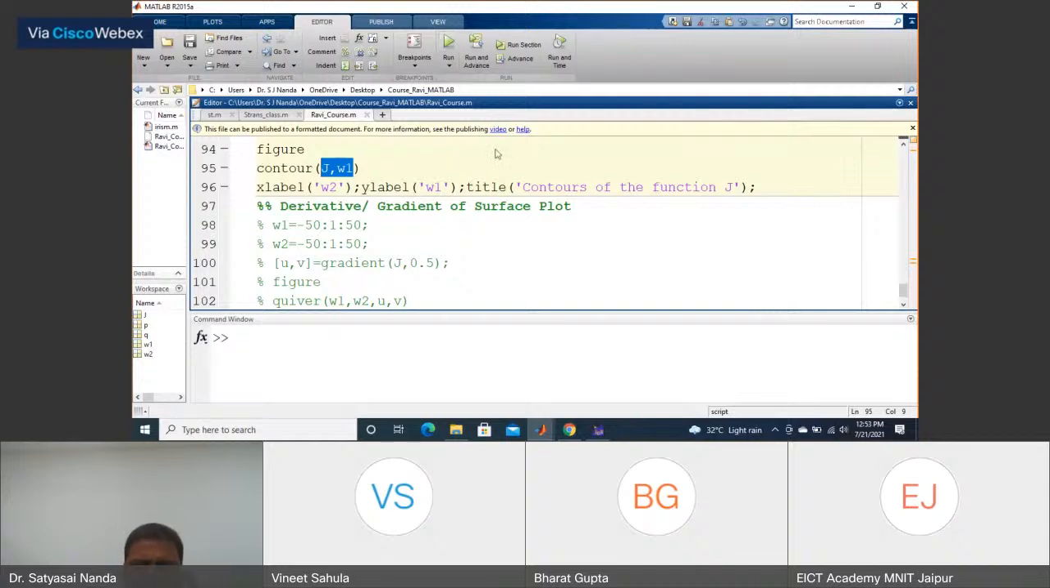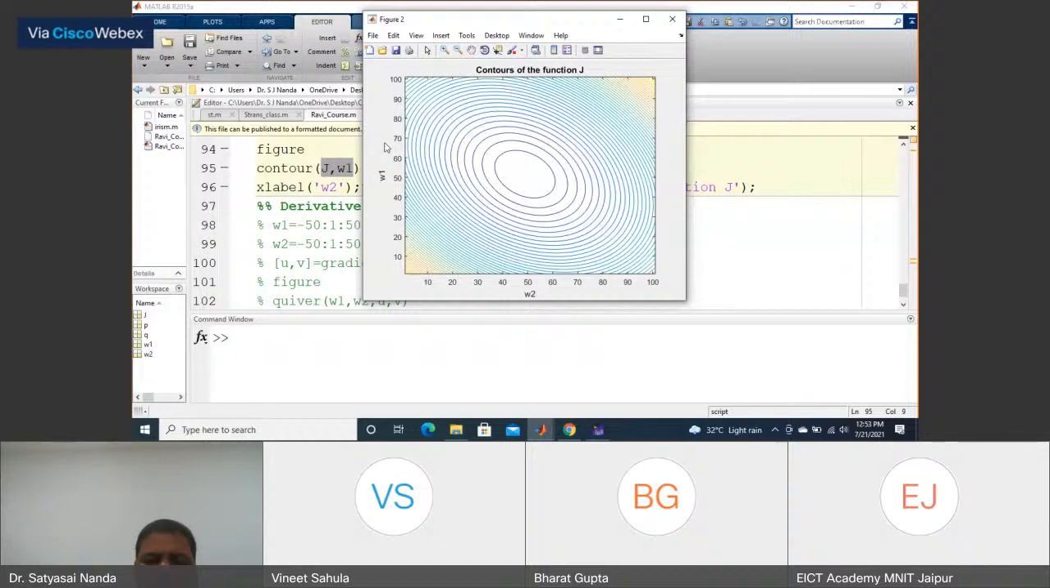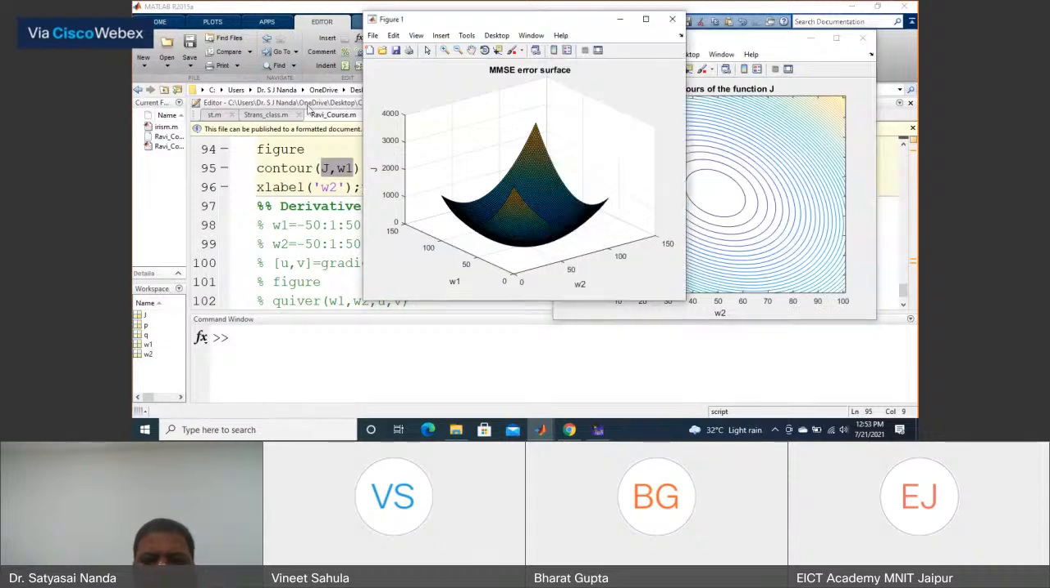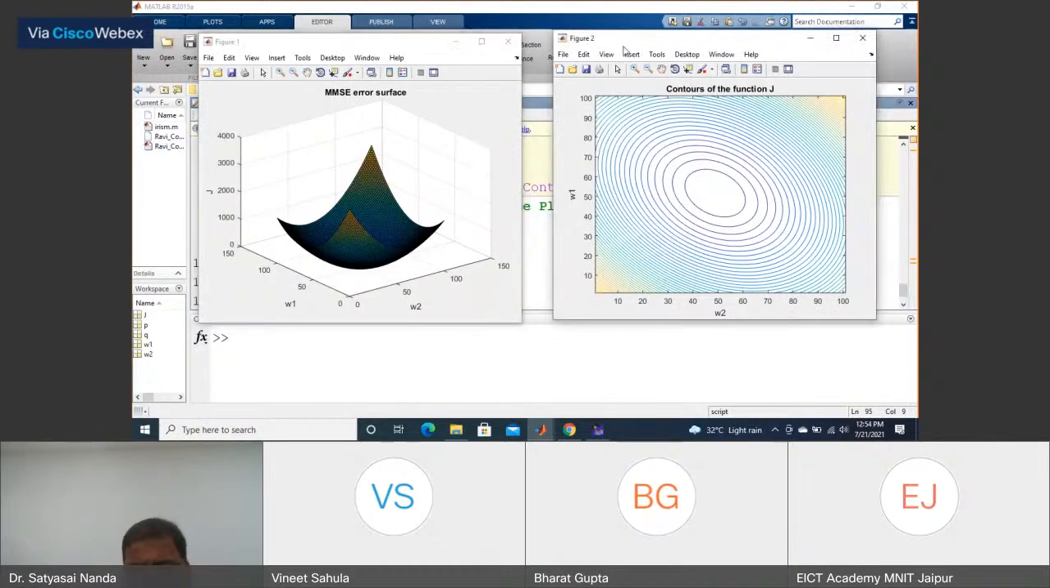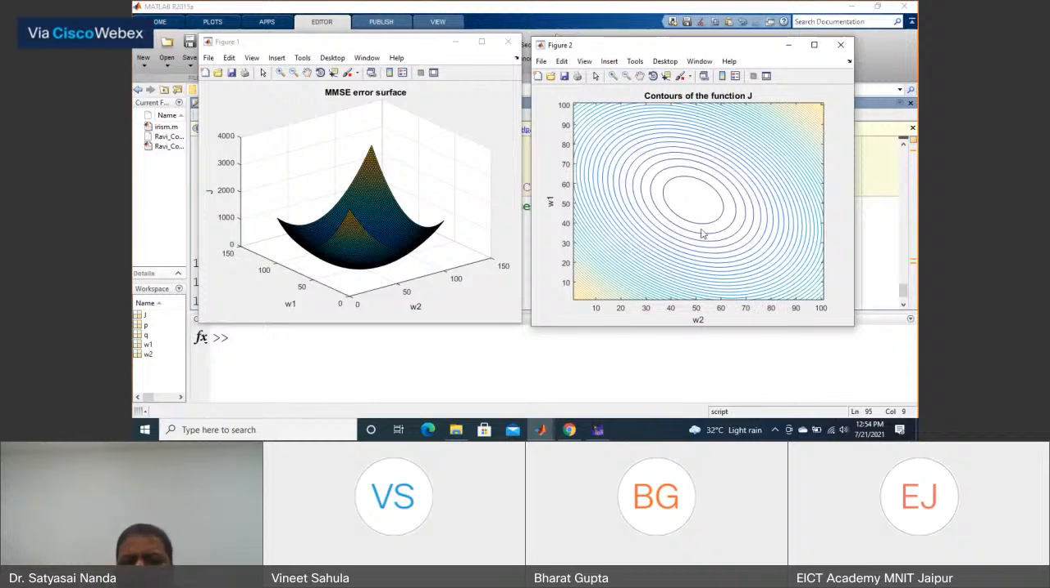You can observe that when you have run it, this is the 3D plot and this is the corresponding contour plot with respect to W1 and W2. So at 50 and 50 the corresponding value is 0, and at the corners these values are slowly higher. You can observe these yellow points over here. These are higher values and the blue points are the lower values. Minima is at 50 and 50.